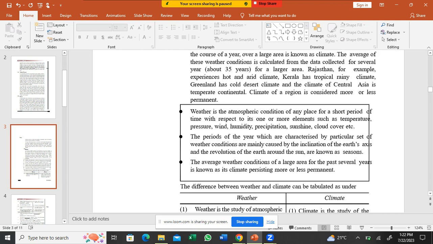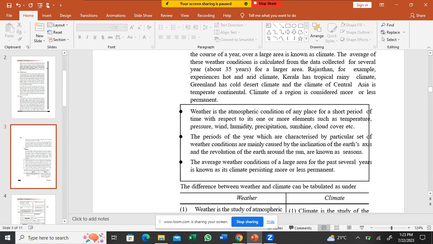The periods of the year which are characterized by a particular set of weather conditions are mainly caused by the inclination of the Earth's axis and the revolution of the Earth around the Sun. That is seasons. And the climate, we say that it's the average weather conditions of a large area for the past several years. So I hope that we are together, guys.